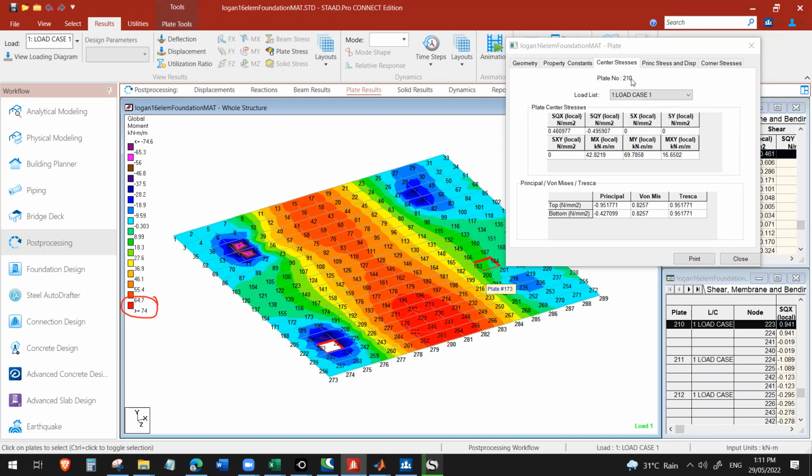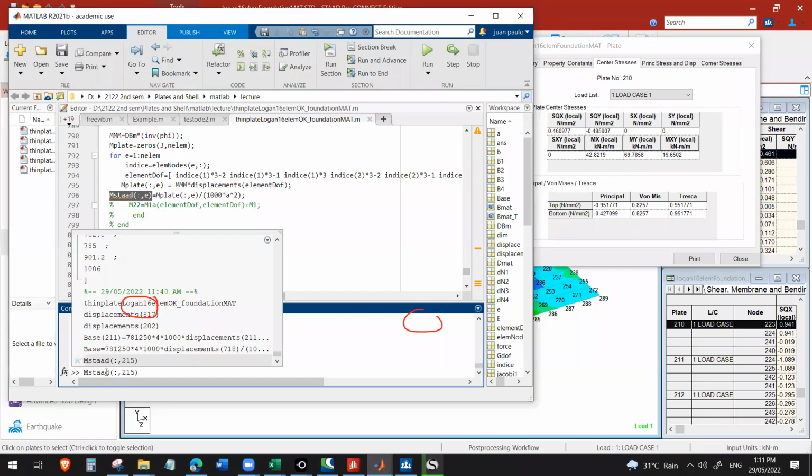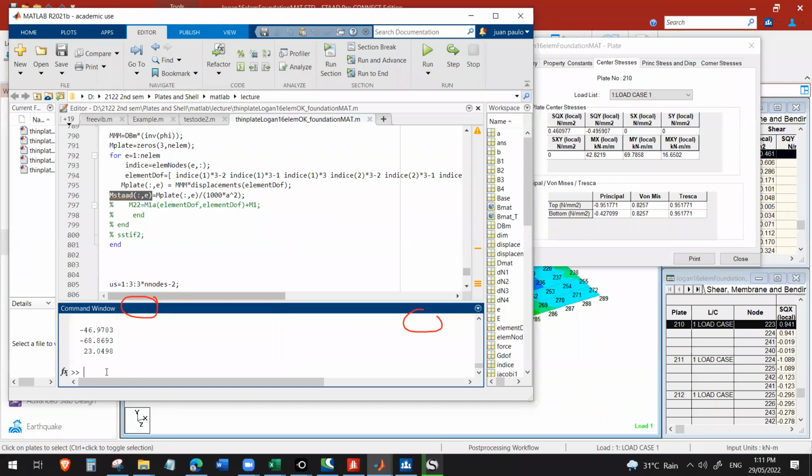Plate 210, 210. Okay, tayo kay MATLAB. Plate 210, 46 and 68. So kay STAAD, it's 42 and 69. Almost near, no?